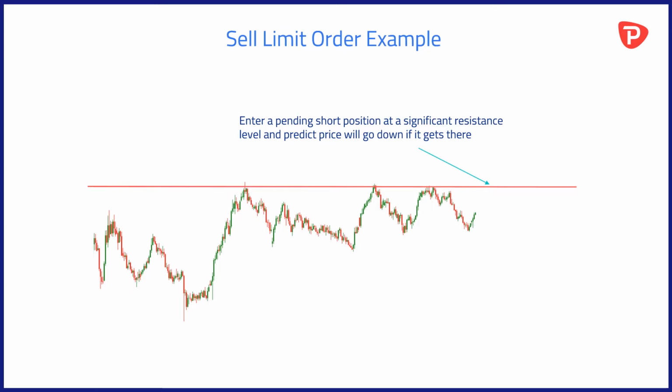Finally, let's have a look at stop orders. Buy stop and sell stop orders also execute after a specified price point has been reached. Stop orders work in the opposite way to limit orders, as stop orders actually give you a worse price than the one currently available.